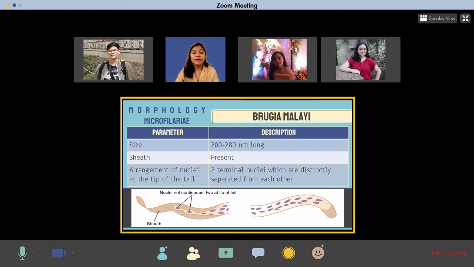So as to the morphology of the microfilariae, it has a size of 200 to 280 micrometers long. It has a sheath present, and the arrangement of the nuclei at the tip of the tail, as we can see in the image below, is that it has two terminal nuclei which are distinctly separated from each other, and it has a blunt head and a pointed tail.